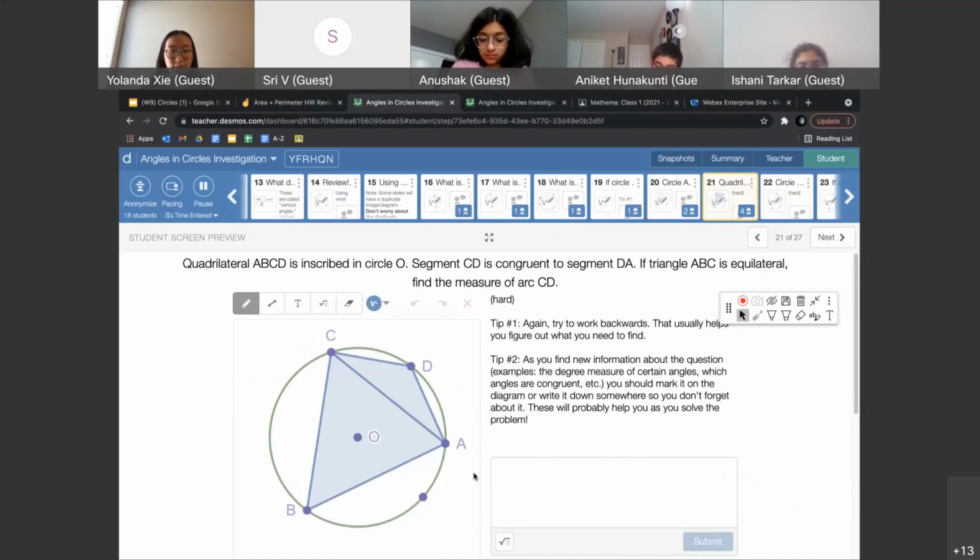All right, quadrilateral ABCD is inscribed in circle O. Segment CD is congruent to segment DA. If triangle ABC is equilateral, find the measure of arc CD.